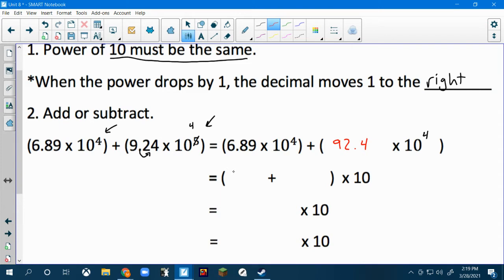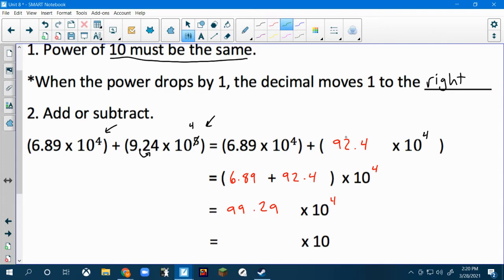We can do 6.89 times 10 to the 4th, which is what we're going to put back here, plus, and we changed this to 92.4. Then we can add them together. You end up with 99.29 times 10 to the 4th. Okay, but you're not done because you're not in final notation.